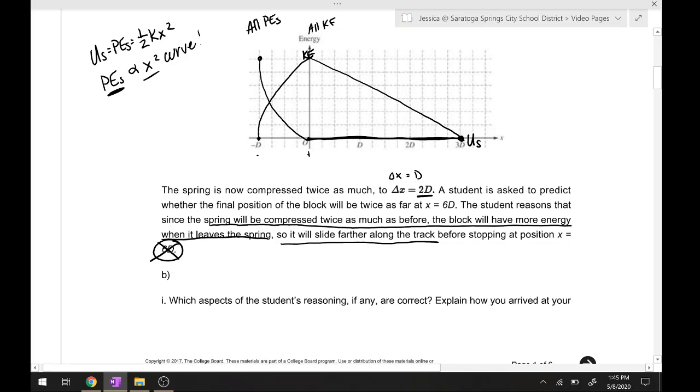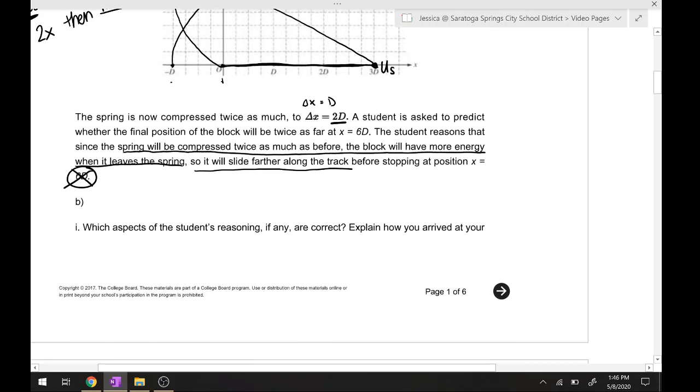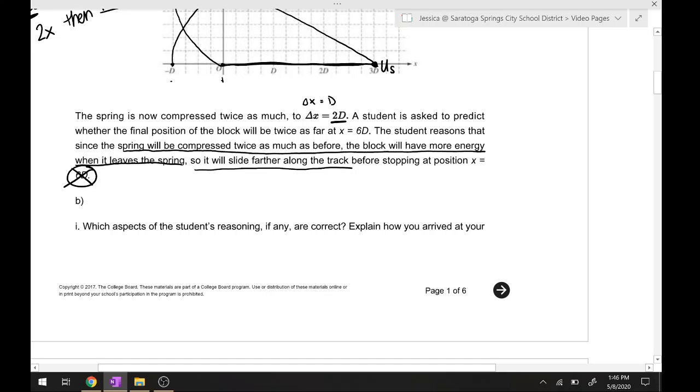Because with this parabolic or quadratic relationship we see here, if we double x, then that's going to lead to 4 times the spring potential energy. And if we have 4 times the spring potential energy, then that means we have 4 times the kinetic energy, okay? Because all of that spring potential energy converts to kinetic energy. If we have 4 times the kinetic energy, then if the force of friction is staying the same, which it would in this case, we need to have 4 times the distance. Okay, so which aspects of student 1's reasoning are correct?